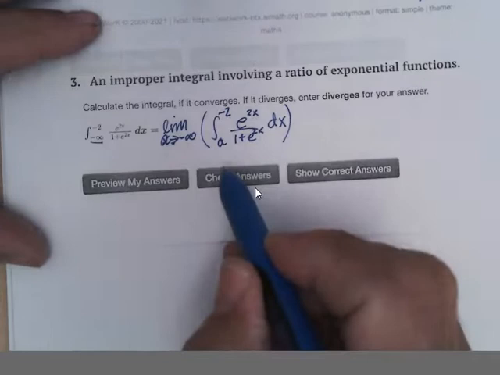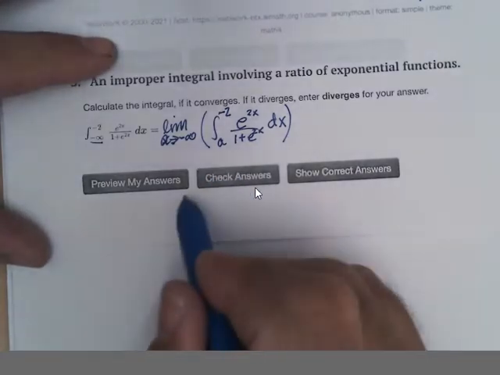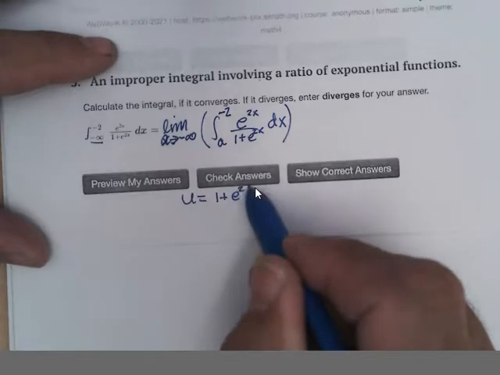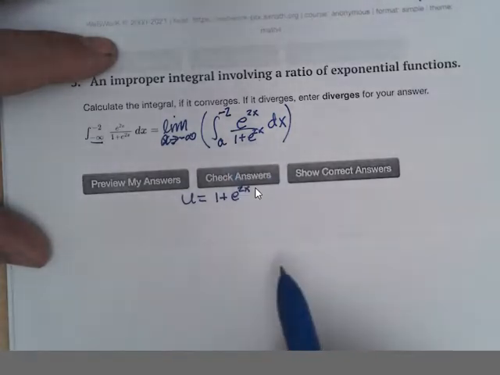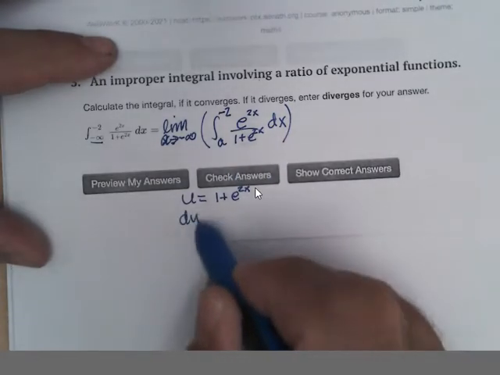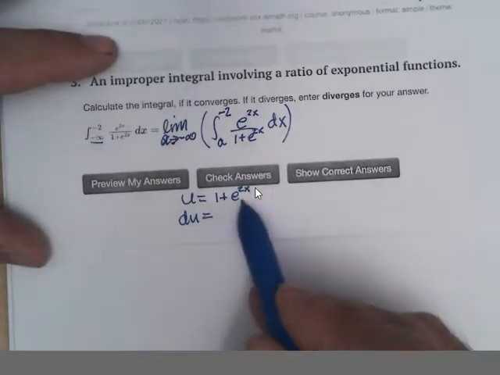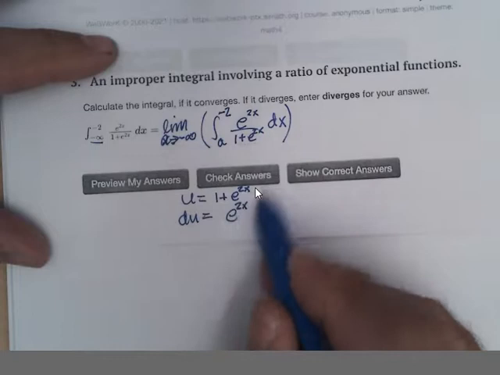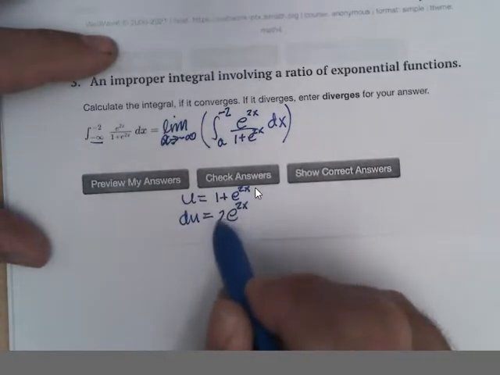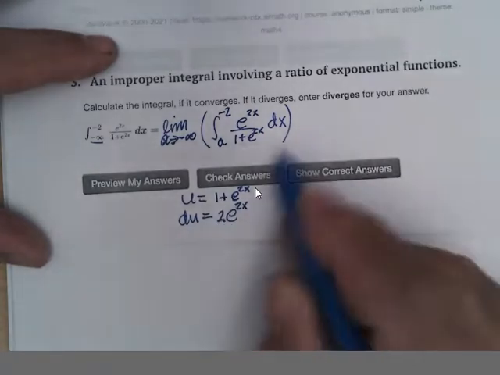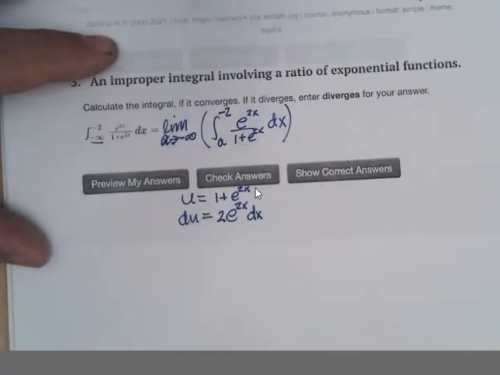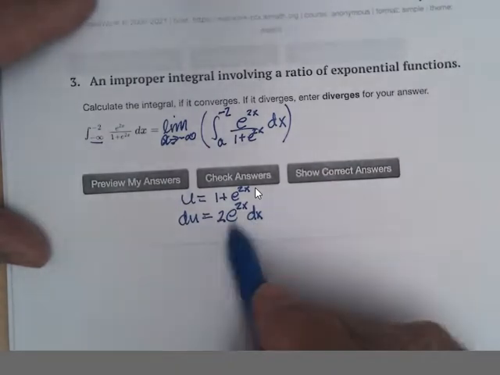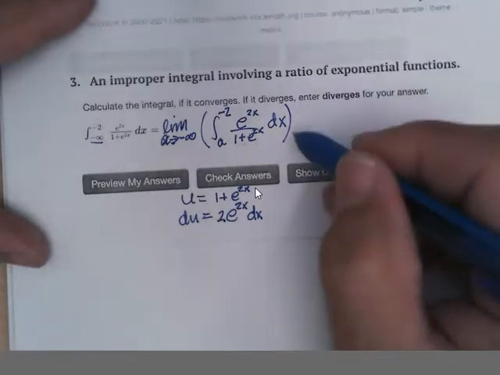And I think a u sub on this might be useful. I'm going to let u equal 1 plus e to the 2x, that whole denominator. du would be equal to the derivative of e to the 2x, which is e to the 2x times the derivative of the inside, which is 2, chain rule, dx. And so I would divide by this to replace that.